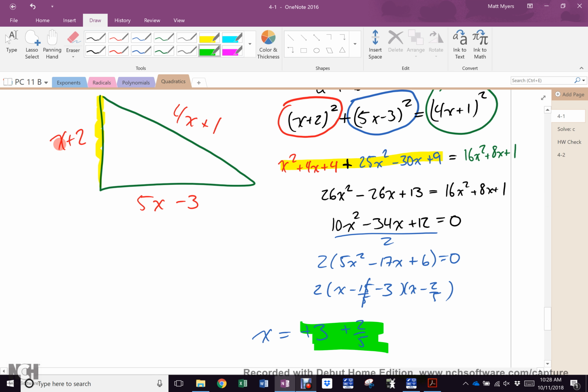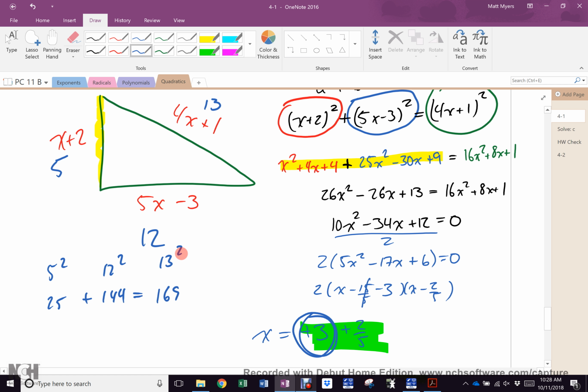Now you check. 3. What is 3 plus 2? Working with 3 in blue, that's 5. What is 5 times 3? 15. What's 15 minus 3? 12. What's 4 times 3, plus 1? 13. Now let's check. What's 5 squared? 25. What's 12 squared? 144. What's 25 and 144? 169.